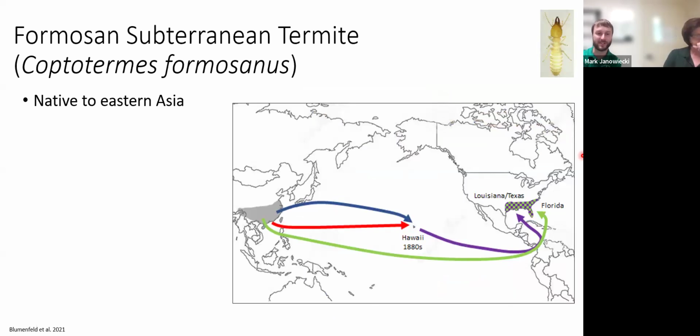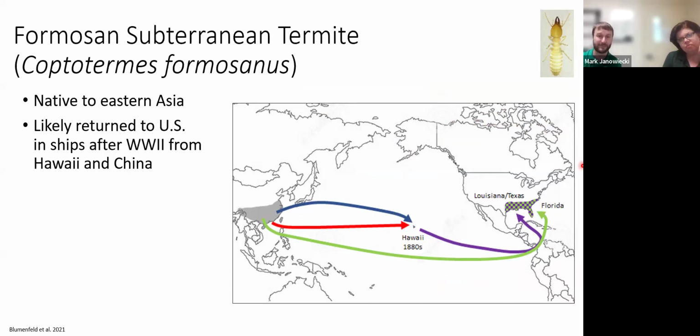So, a little bit about the Formosan subterranean termite. Its name implies it's not native here; it's native to Eastern Asia. It likely returned to the United States in ships after World War II from Hawaii and China. And interestingly, a lab mate of mine at Texas A&M when I was there did a very robust genetic study looking across the genome of these termites and comparing to termite material from its native range. He found a more complicated invasion history where there was a bridgehead effect in Hawaii.